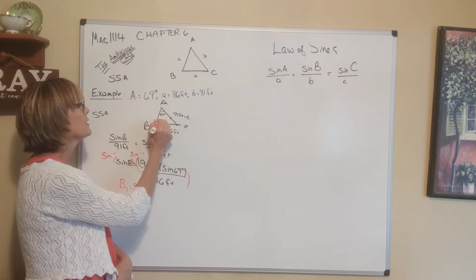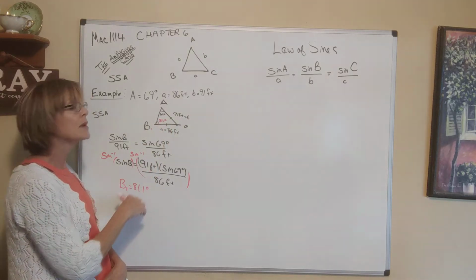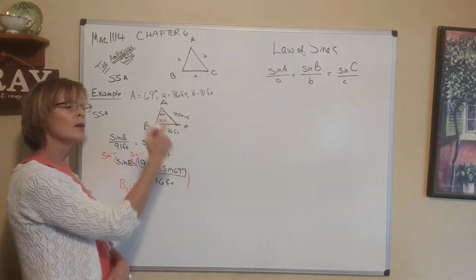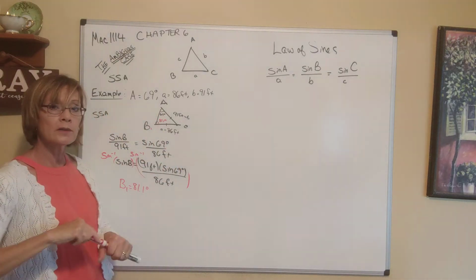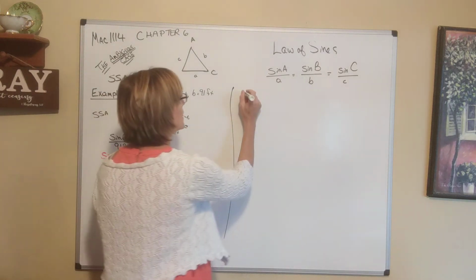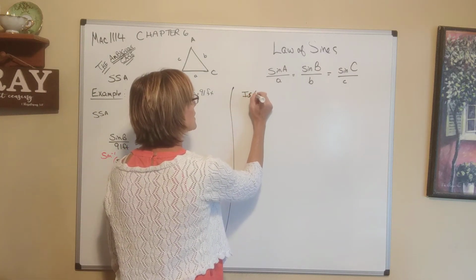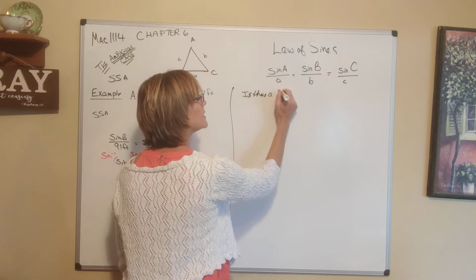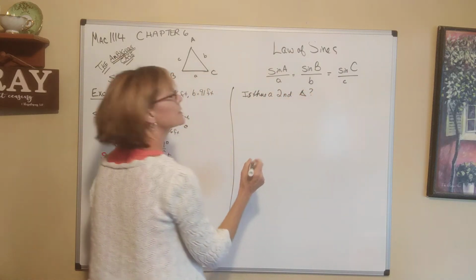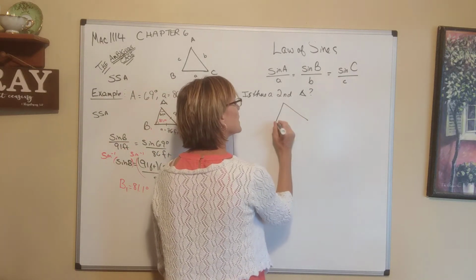81.1 degrees. The fact that I did not get an error means that at least one triangle is going to exist, and I can finish solving this, and I will, but before I do that, let's go over here and check. Is there a second triangle? Okay, let's see. Redraw the triangle with the given information.